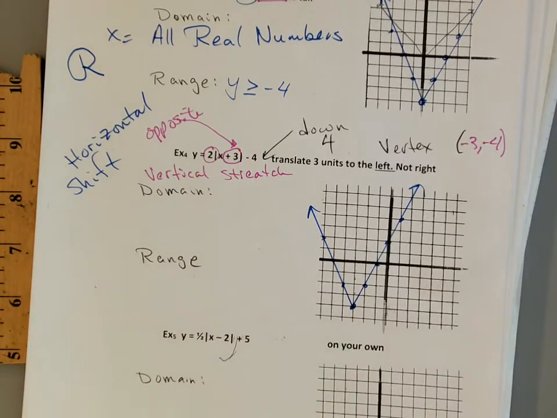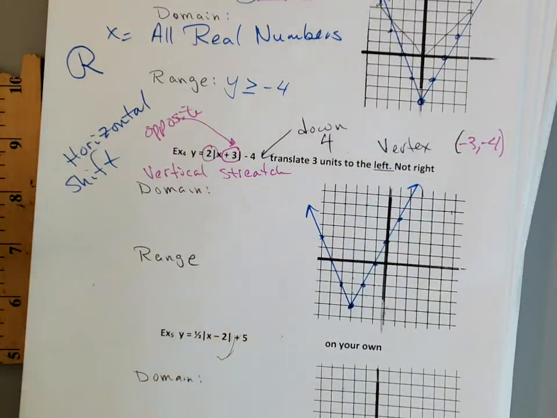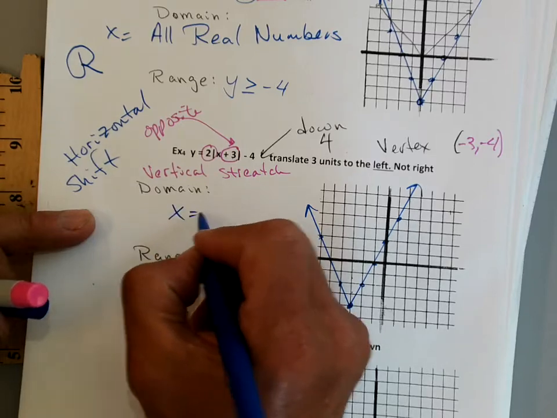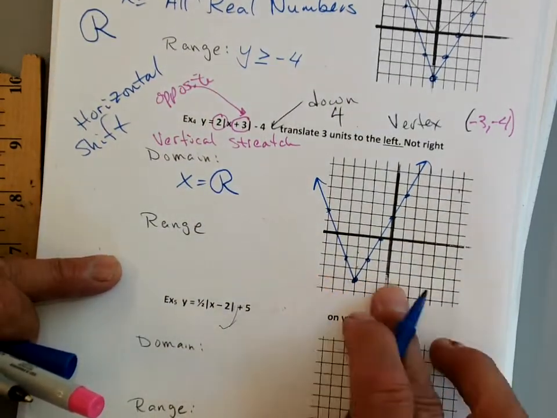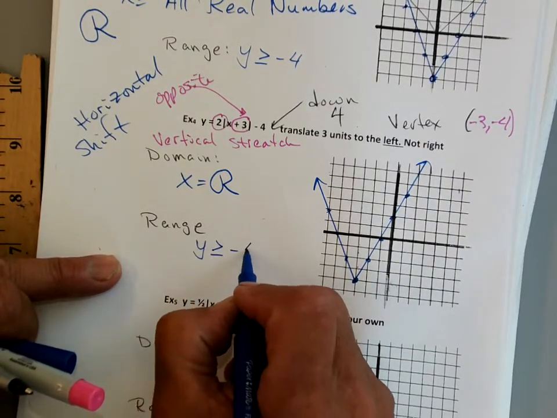Okay, back to domain. How wide is this? Well, it's forever wide. So all of these, every single absolute value graph, hopefully you've realized the domain is all real numbers. The range starts at a height of negative 4 again. Y is greater than or equal to negative 4.